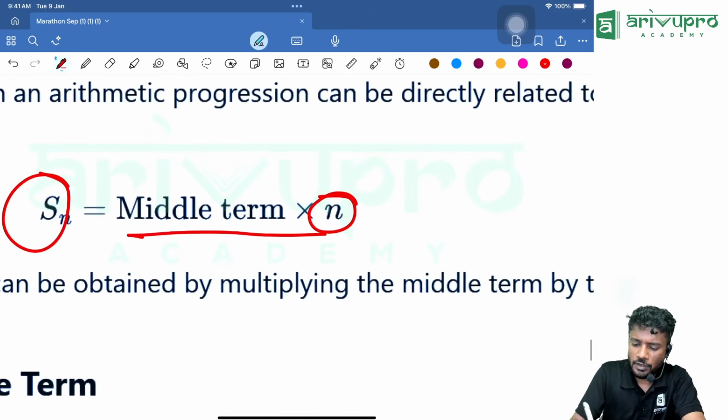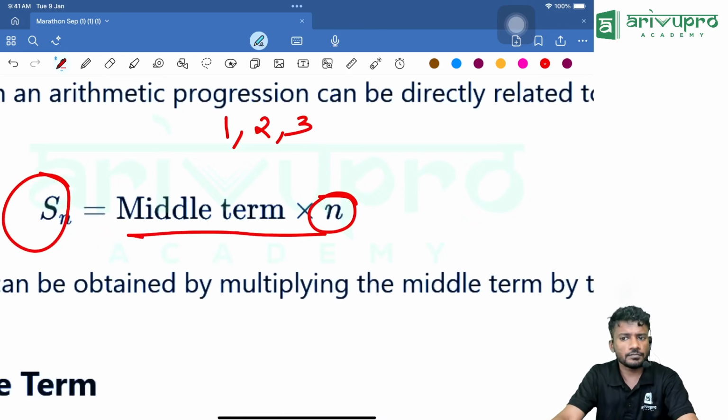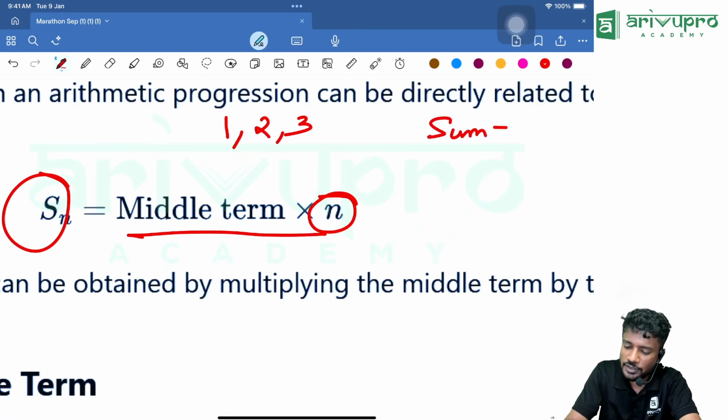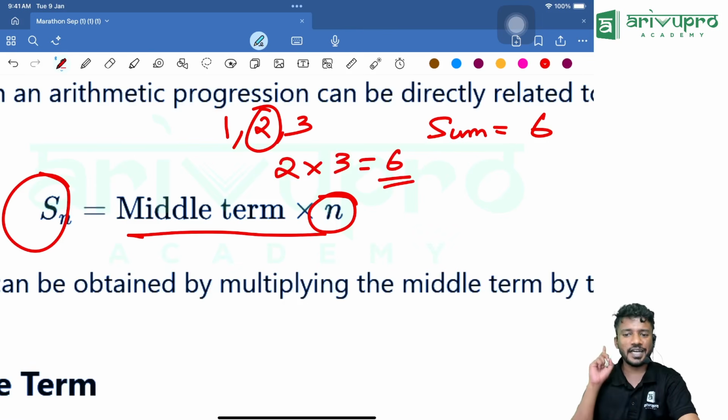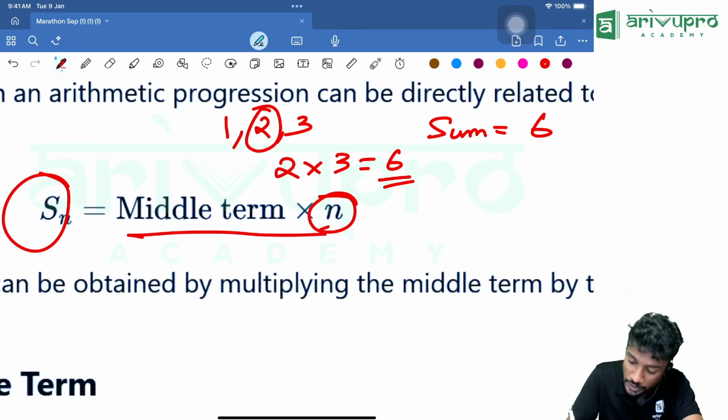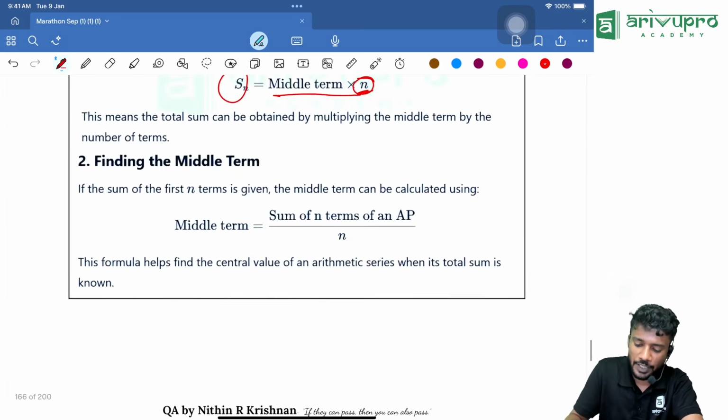Okay. 1, 2, 3. Are they in AP? Yes, sir. They are in AP. What is the middle term here? 2 is the middle term. Now, sum is how much? 1 plus 2 plus 3 is how much? 6. So, middle term is how much? 2. How many terms are there? 3. What is the sum now? 6. So, if they are in AP, the sum is nothing but middle term into the number of terms. Keep a note of that.